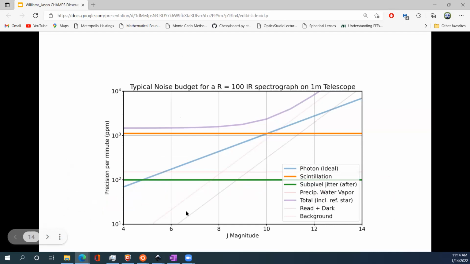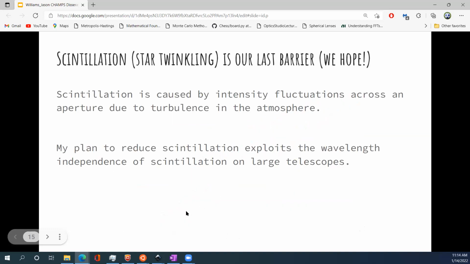And so that's great. Our next step is to work on mitigating the scintillation noise, as this is still a very large hindrance to the spectrophotometric precision of bright targets. Scintillation is caused by fluctuations across an aperture due to turbulence in the atmosphere. These intensity fluctuations are propagated from the start of the atmosphere down to the telescope aperture. This is sort of the opposite of seeing, where most of the variations are due to the ground level and not really high above in the atmosphere. But scintillation is caused by the propagation of these intensities throughout our entire atmosphere.